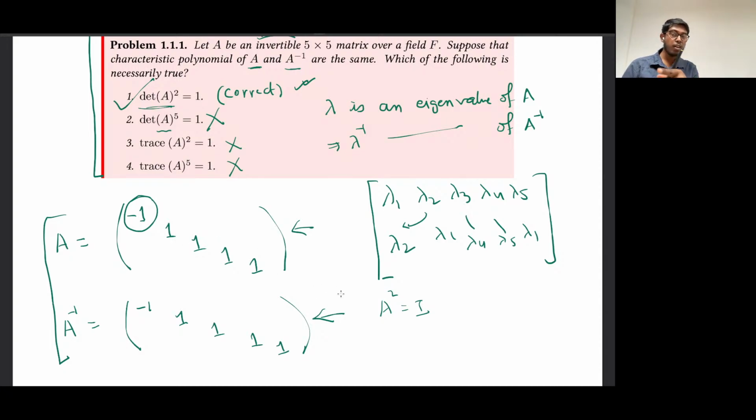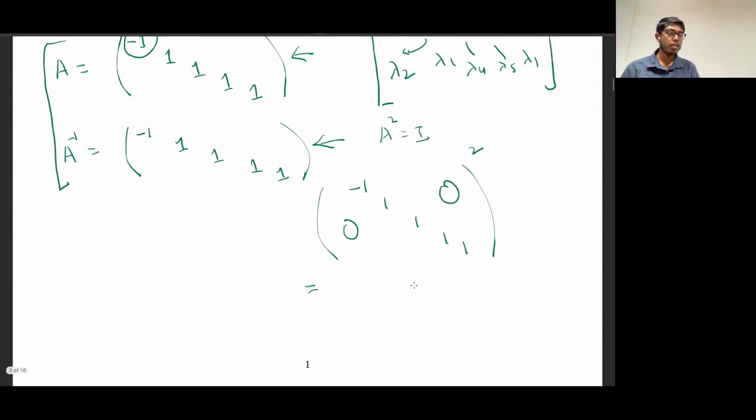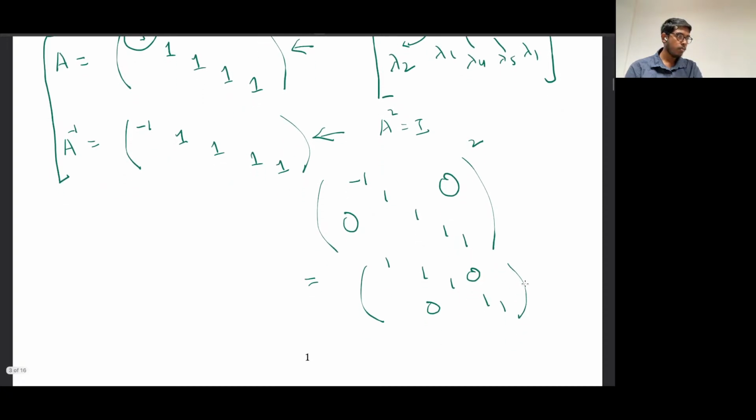No, but see, A I have taken as 0, minus 1, 1, 1, 1, 1, 0. If I do the square of this matrix, what will it be? This is a diagonal matrix. If I do the square of this, what will this be? Square of this is nothing but 1, 1, 1, 1, 1, because this is a diagonal matrix. And hence A square will be 1, 1, 1, 1, 1, 1. Okay? Yeah.